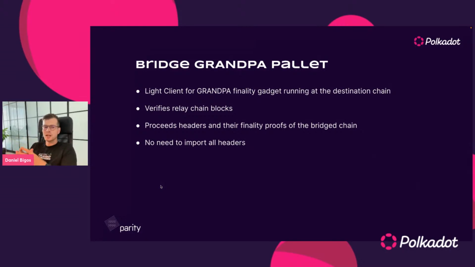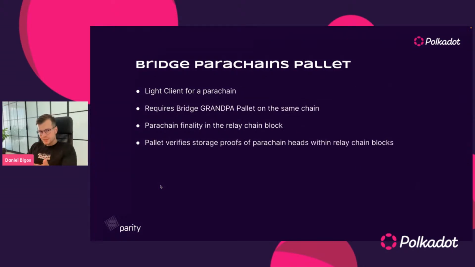So for example, in our Kusama to Polkadot bridge, when the Polkadot ecosystem is our destination ecosystem, on the Polkadot side, we need to verify headers of the Kusama relay chain. That is what the pallet is used for. In that pallet, we don't need to import all headers, only some of them.